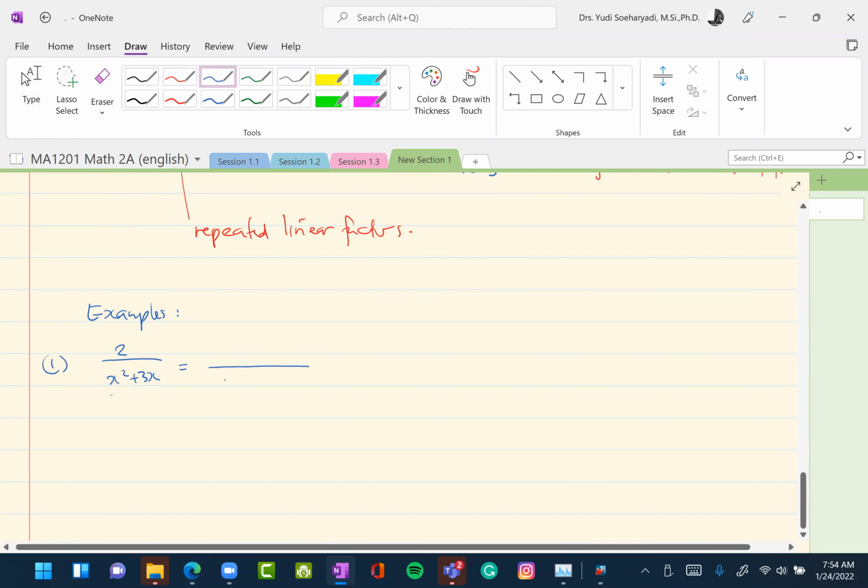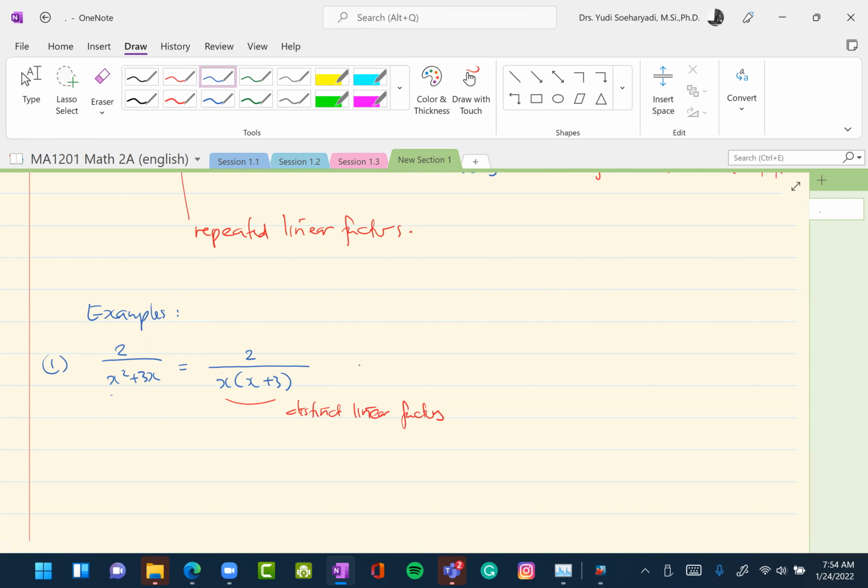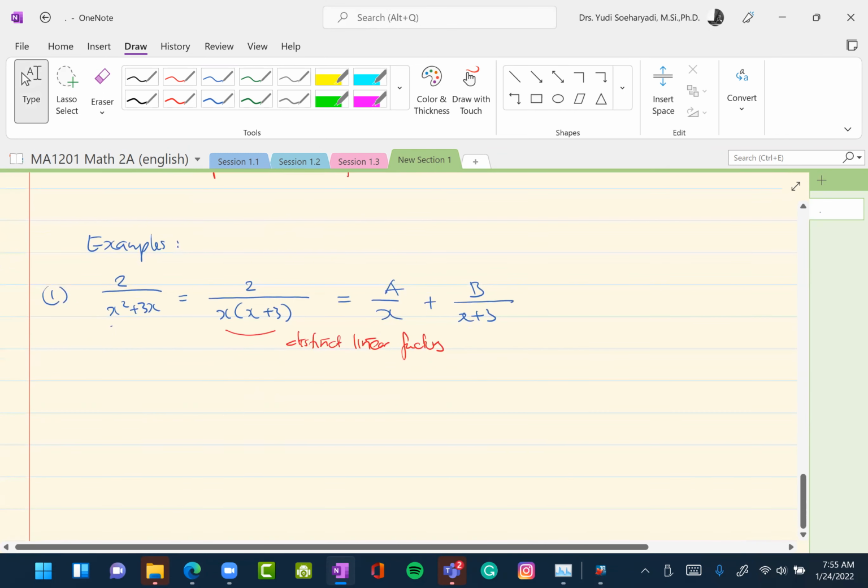So here that's easy because if you can factor it x, okay. So just mention the case. What's the case? Distinct linear factors. Okay, and here you get x plus 3 there. Okay, that's the other example.